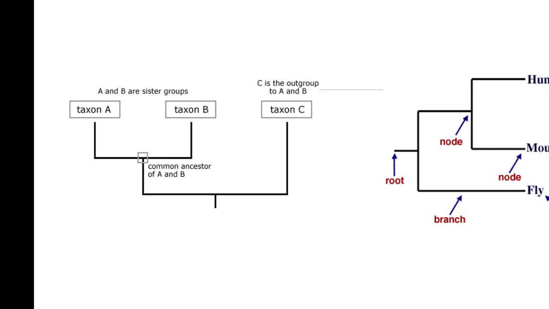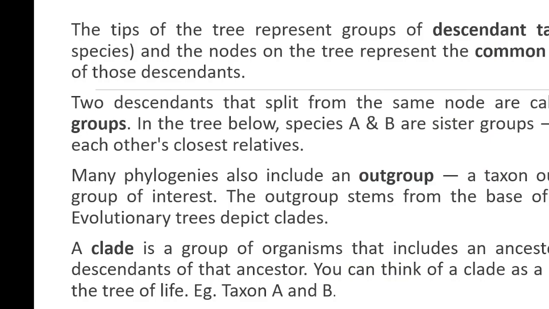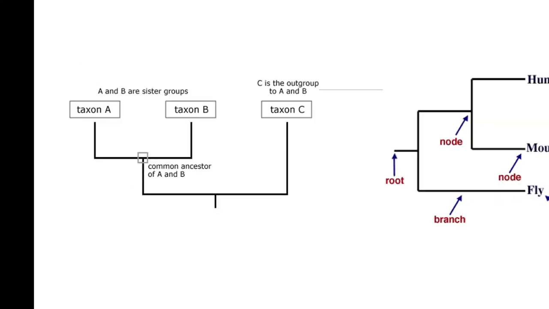So a number of terms I have introduced. One is sister group: if they originate from one common ancestor, we call it a sister group. Then there is outgroup: if they are distantly related, not directly evolved from the common ancestor, we call it an outgroup. And the tips of the taxa show descendants, while nodes show the common ancestor. This entire thing, the tips and the common ancestor, is called a clade. So these are the points mentioned in this part of the slide.